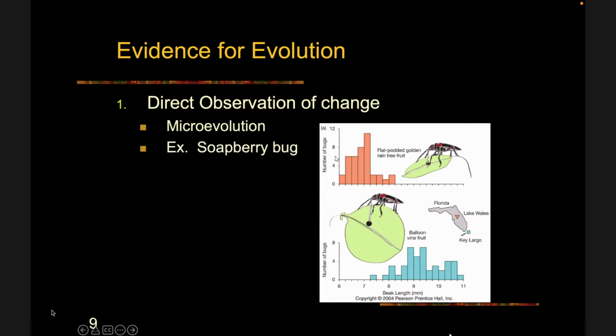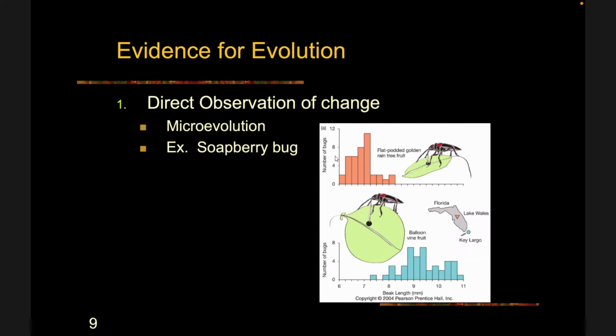And so I'm giving one example here that's been well studied, something called the soapberry bug. Okay, these are bugs with a long proboscis. And originally they were a population first found in Florida, way down in the south where it's a subtropical environment, around Key Largo. And what these bugs feed on is a particular type of fruit. It was called the balloon vine fruit.